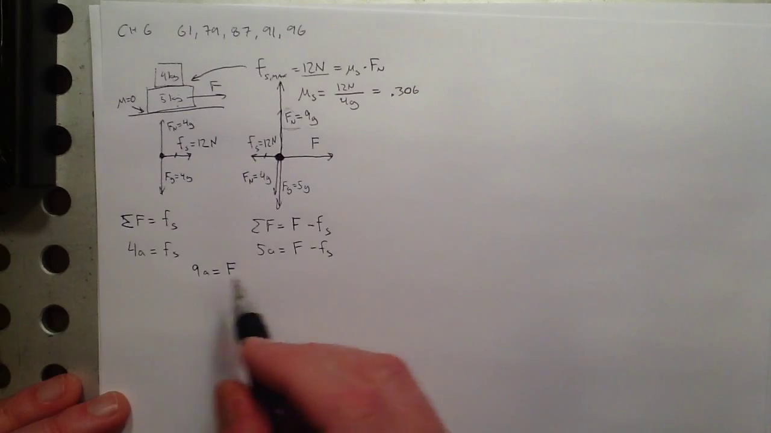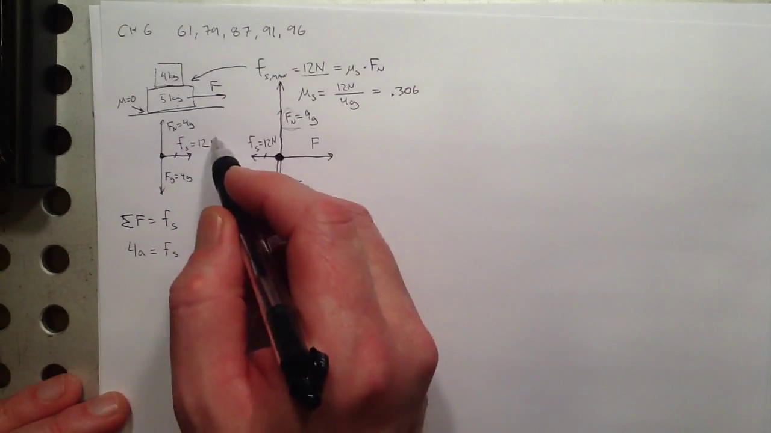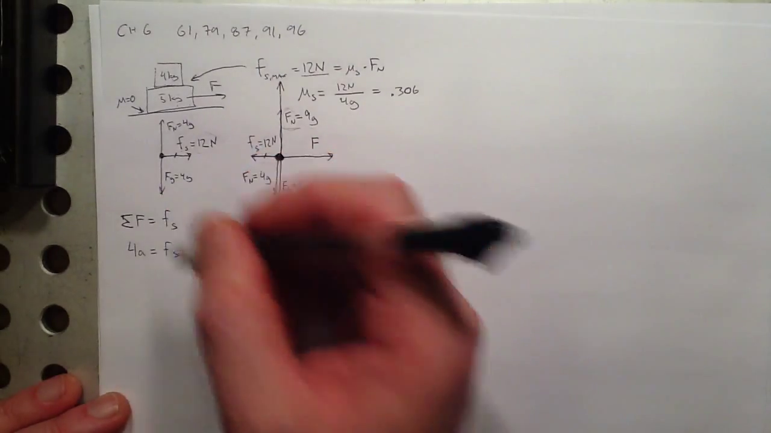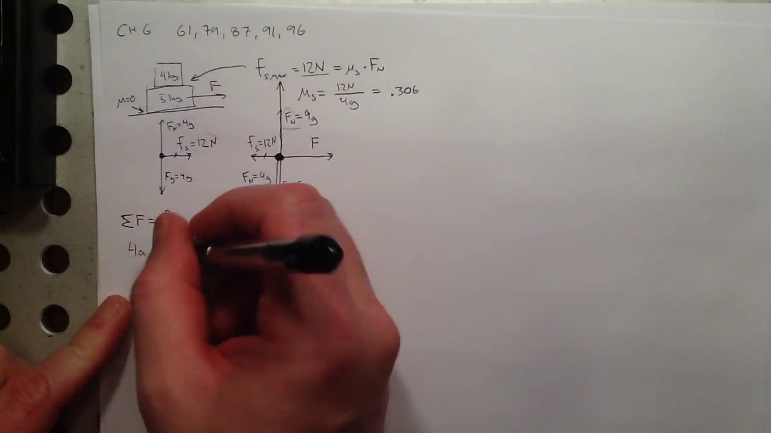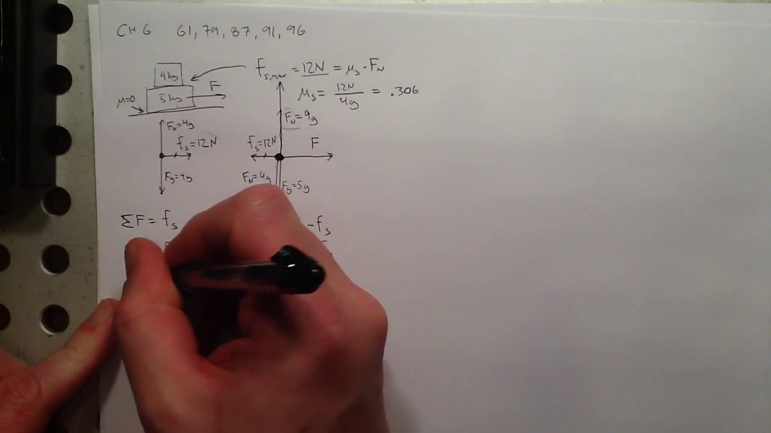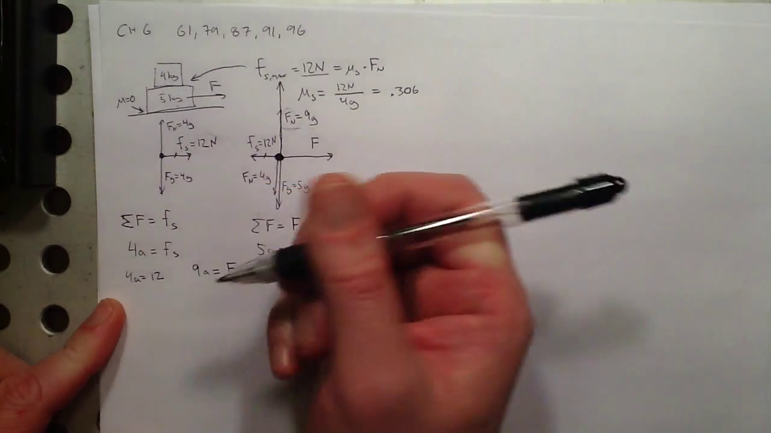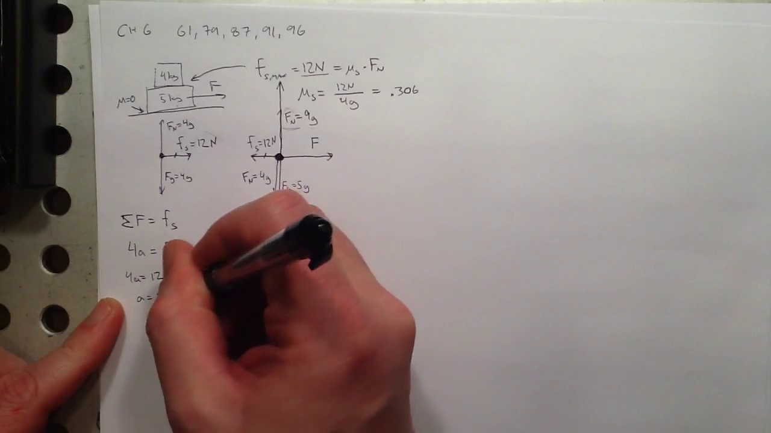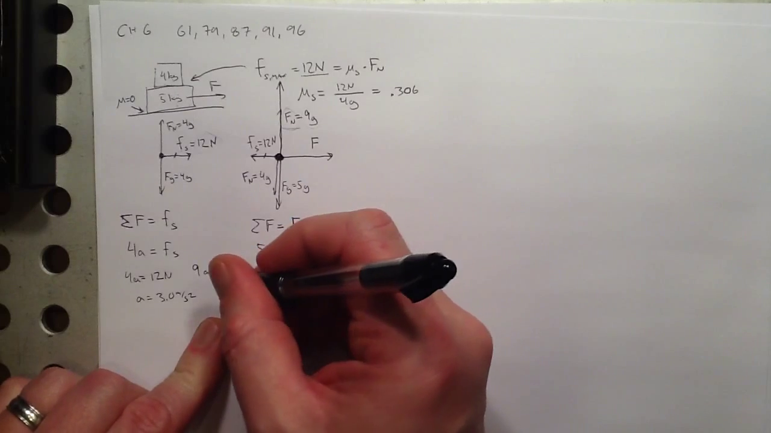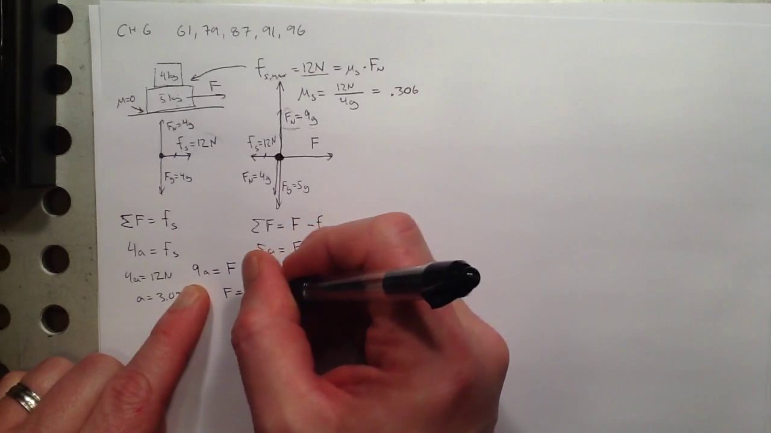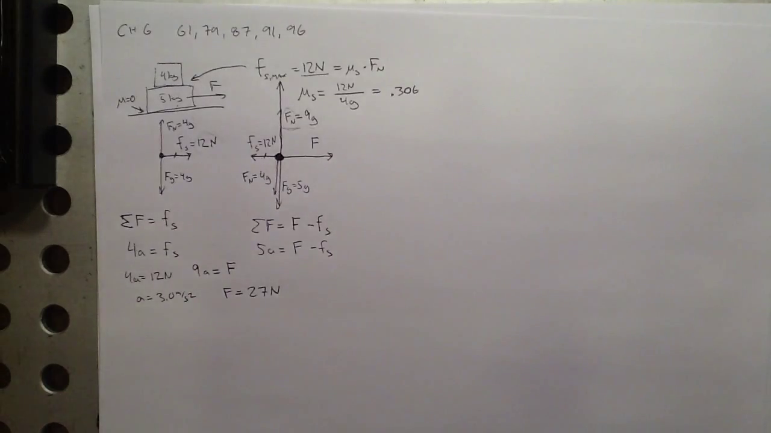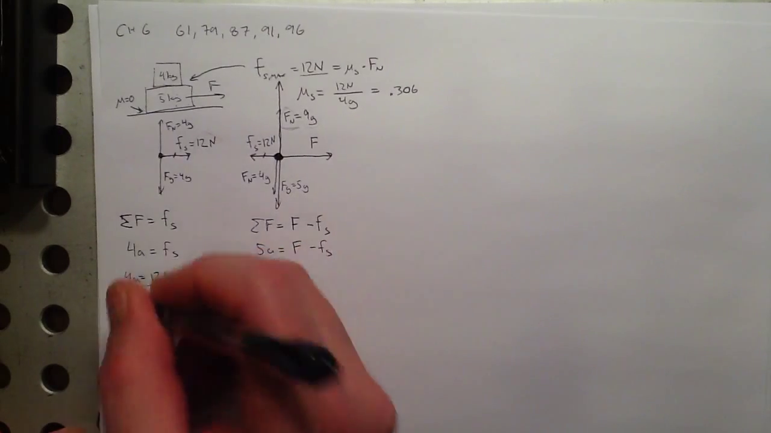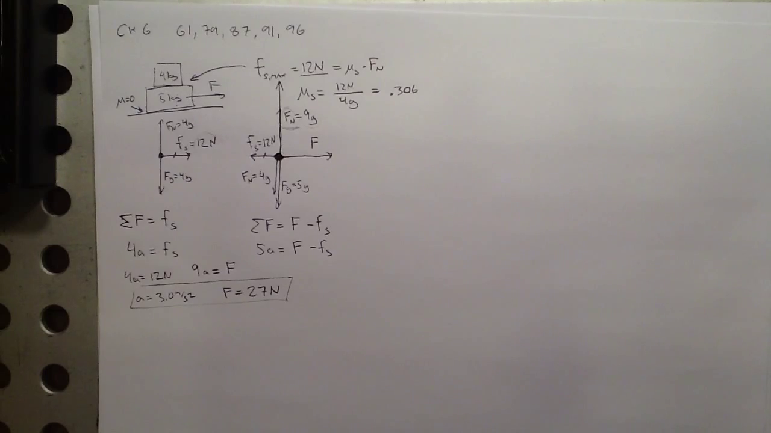And I also know, and I think I forgot to put in here, I know what this is, don't I? That's 12 newtons. So this force of static friction here, I can plug that in, so 4A is equal to 12 newtons. So A would be equal to 3 meters per second squared. That means the force is 9 times that, which is 27 newtons. And so I think I found the two parts, right? They both came out of that system of equations.